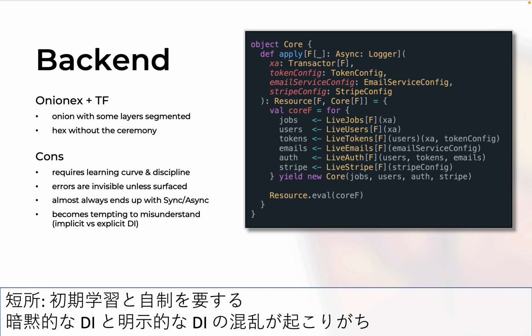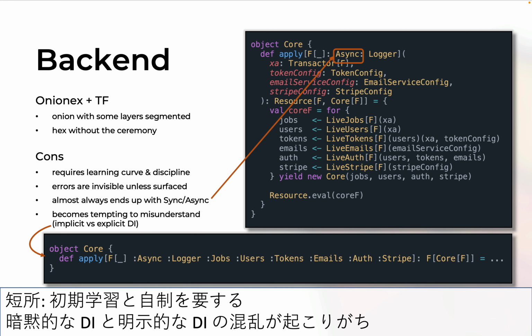Now, as your code grows in complexity, tagless final becomes very tempting to misunderstand because as you create more slices of your backend layers with various type class dependencies in there, it becomes very tempting to pass your core layers as type class instances implicitly as well. So as you have Cats Effect type class instances passed implicitly, it becomes very tempting to have all your core modules passed implicitly.